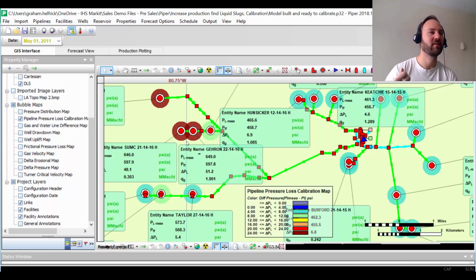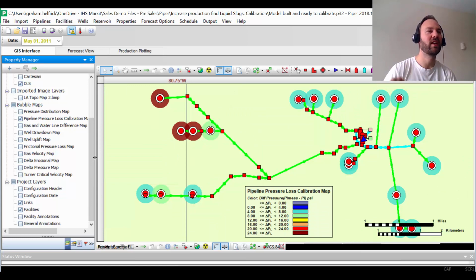Okay, the problem with that is A, we're not learning anything about what's happening in the field, and secondly, once we change the volume through these pipes, now it's going to have the wrong pressure loss calculation and the wrong pressure drop. So really, doing this calibration is an opportunity to find out something wrong in the field that we didn't know about, like a partially closed valve, a liquid slug, etc.